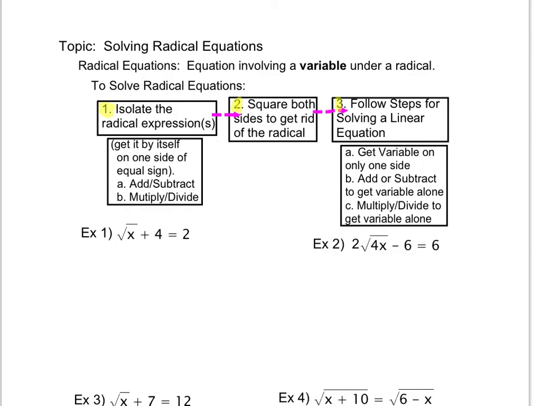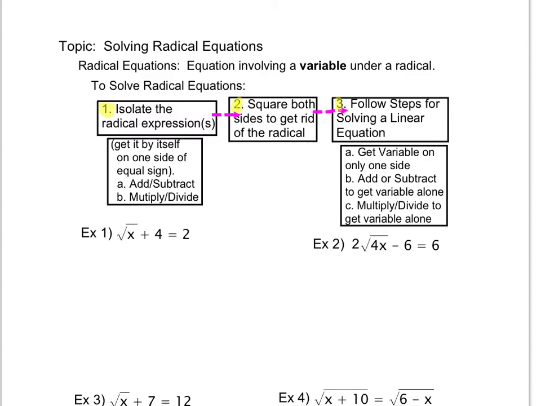Now that we've been working with radical expressions, we need to learn how to solve radical equations. So a radical equation is going to be an equation that has a variable underneath a radical or a square root symbol. When we solve radical equations, I have the steps written out here. The first thing we're going to do is isolate the radical expression.